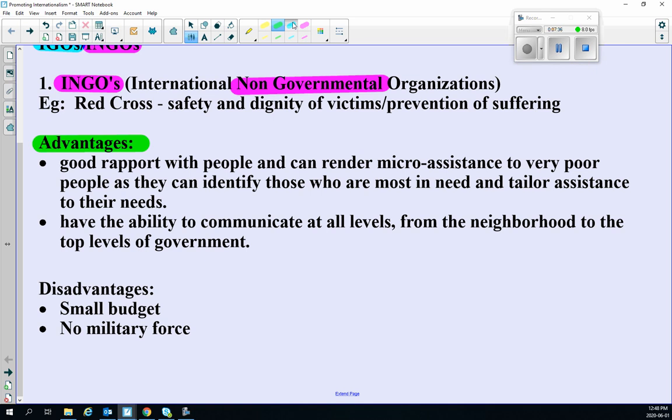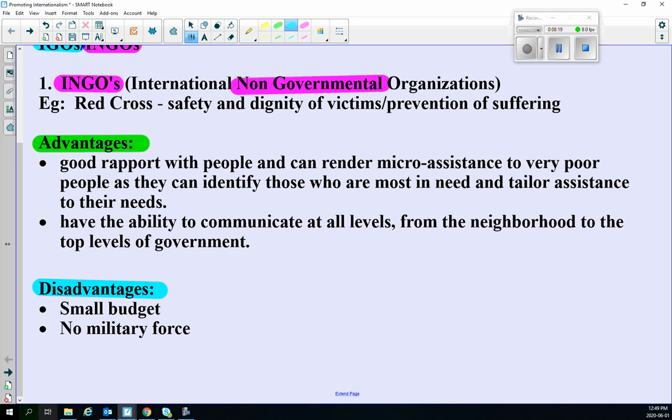There are disadvantages, though, that go along with non-government organizations. Because they're not run by governments, they have smaller budgets. Because they rely strictly on donations and goodwill, they don't have the budget that maybe the UN or the WHO would have. And as well, they don't have a military force. So whereas the UN can go in and stop a genocide or an ethnic cleansing, a non-government organization can't do that. Bill Gates might be well motivated to stop an ethnic cleansing or a civil war, but he doesn't have a standing army to go in and actually do that.